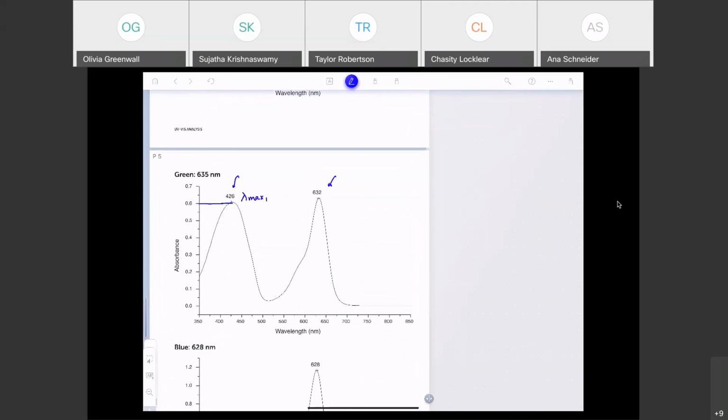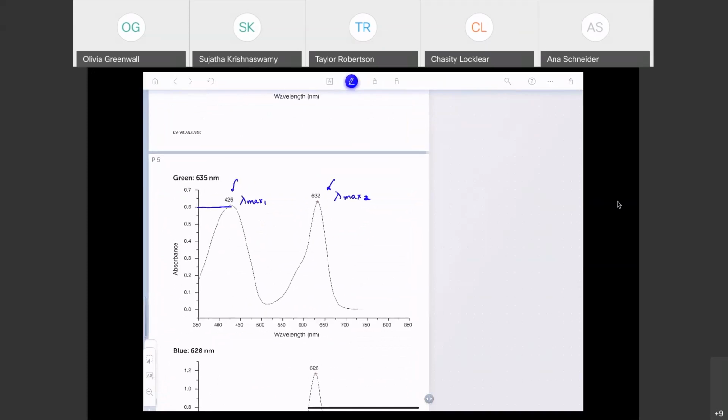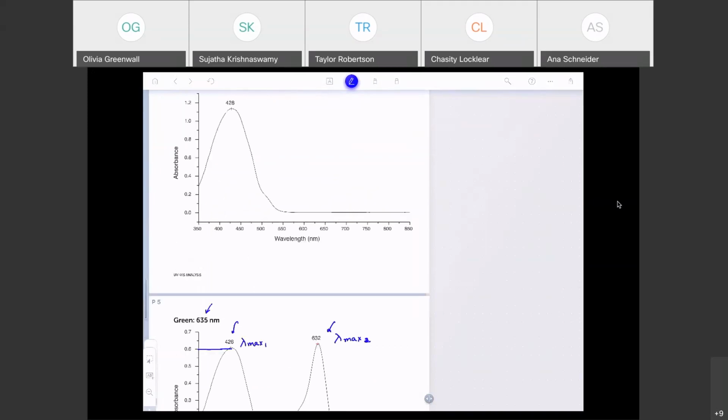So you have a lambda max 1 and a lambda max 2. So you have two wavelengths of equal absorption. You're expected to be 635. That's your theoretical. But for green, you're going to write both 426 and 632. And you'll see something interesting. Let's do that.